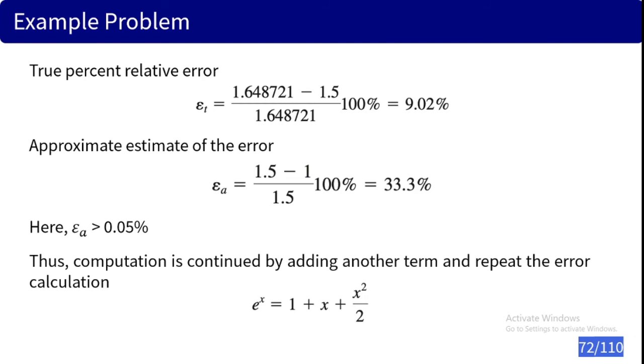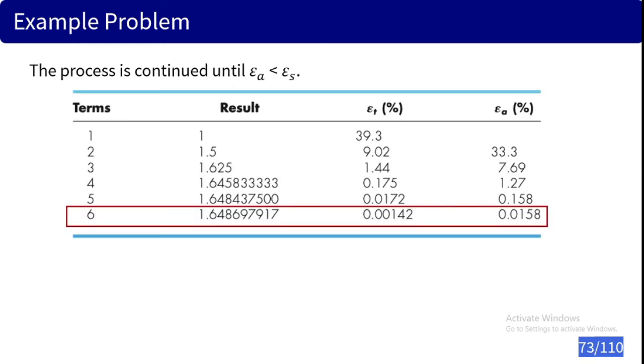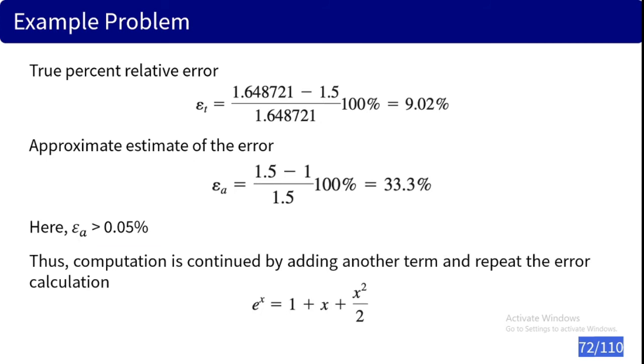We add another term to our approximation. Here we add x squared over 2 factorial. Okay, we did not put the factorial symbol here, since 2 factorial is just equal to 2. Then we'll repeat the error calculation, repeating the calculation like the first two estimates of the Maclaurin series.